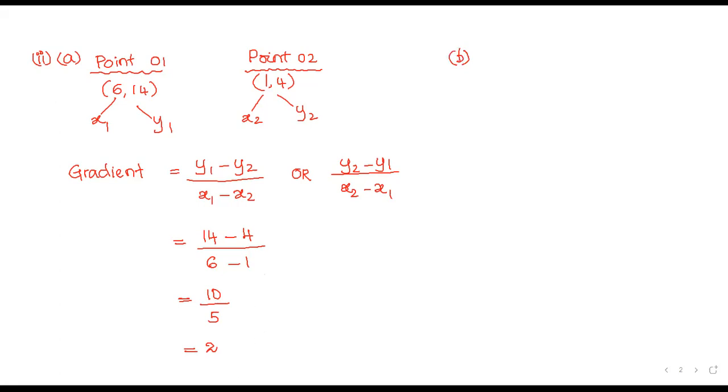Then part B, hence give the equation of the line. Now I have found the gradient. Gradient is 2, right?